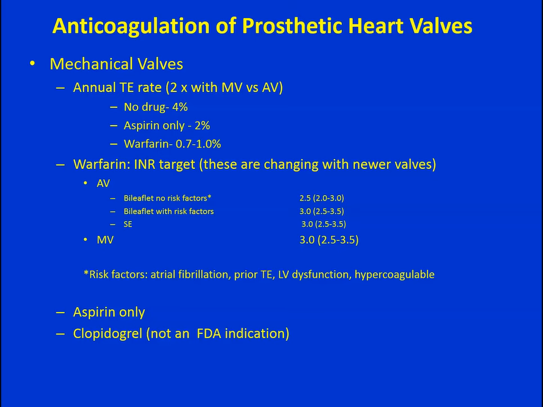For warfarin, the INR target has gradually changed with newer valves. With the old Starr-Edwards valve, it was about 3 for the aortic valve, and now it's closer to 2. With the mitral valve, it is about 3. Some have used aspirin only, and some have used Plavix, although this is not an FDA-approved indication.